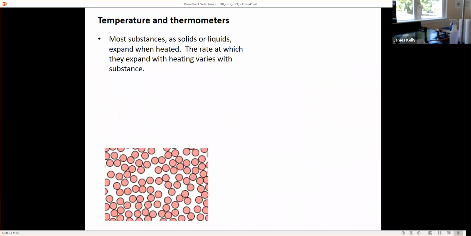First property we want to talk about is expansion. So if we have solids or liquids, they tend to expand when heated. Now gases we can't really talk about the same way because a gas will tend to expand to fill any container you put it in. So there's no well-defined size of a gas. You put it in a container, you make the container big enough, the gas will fill that container. That's just what gases do.